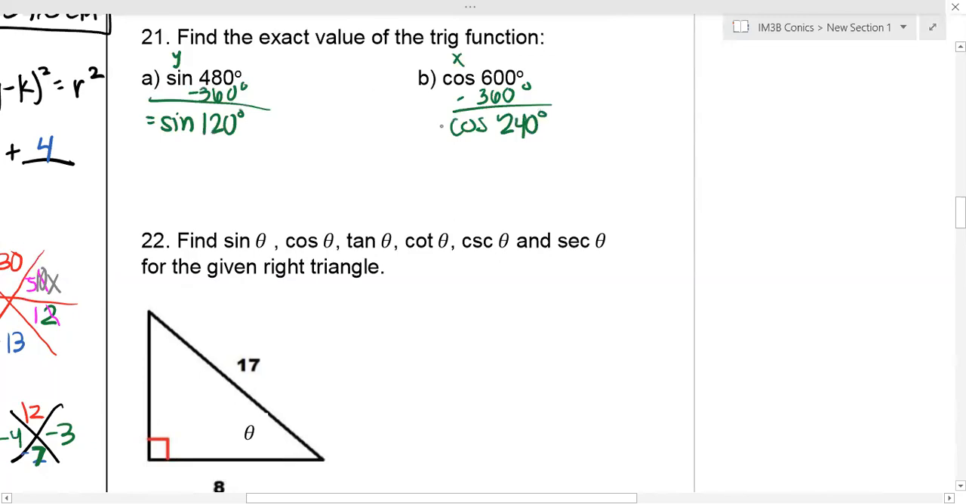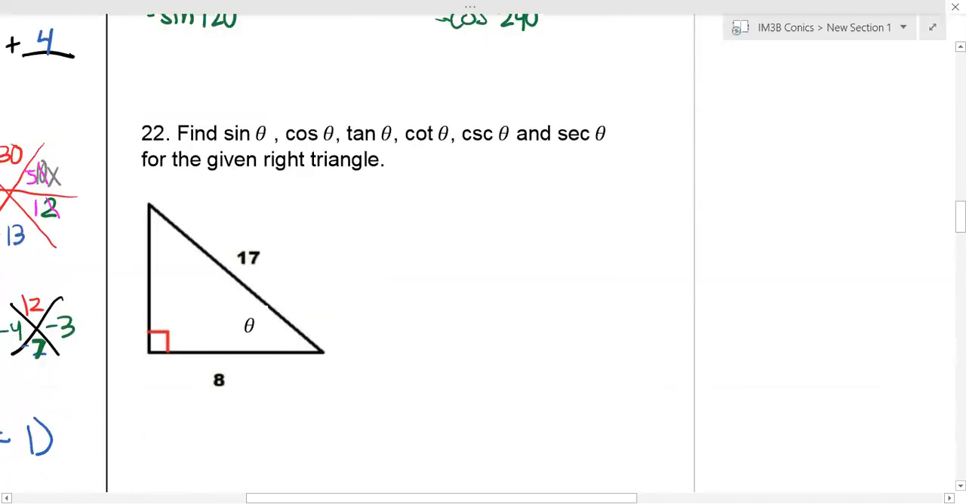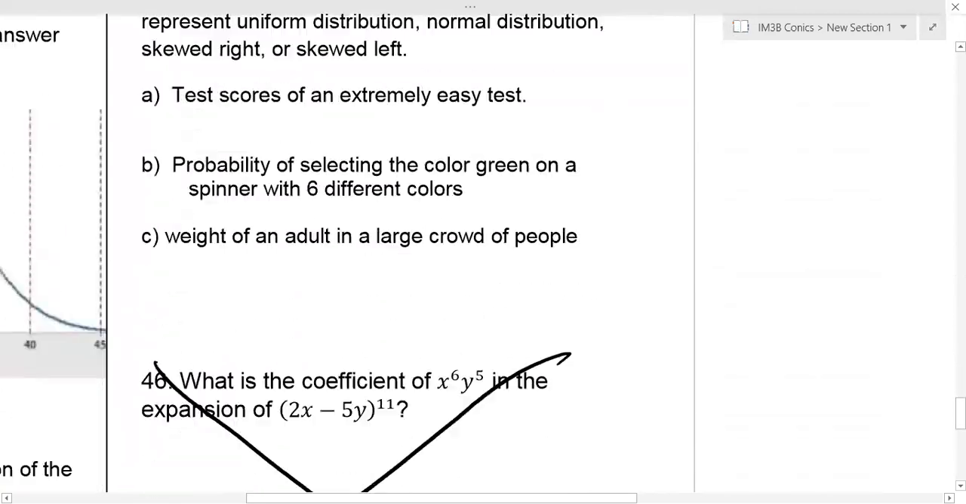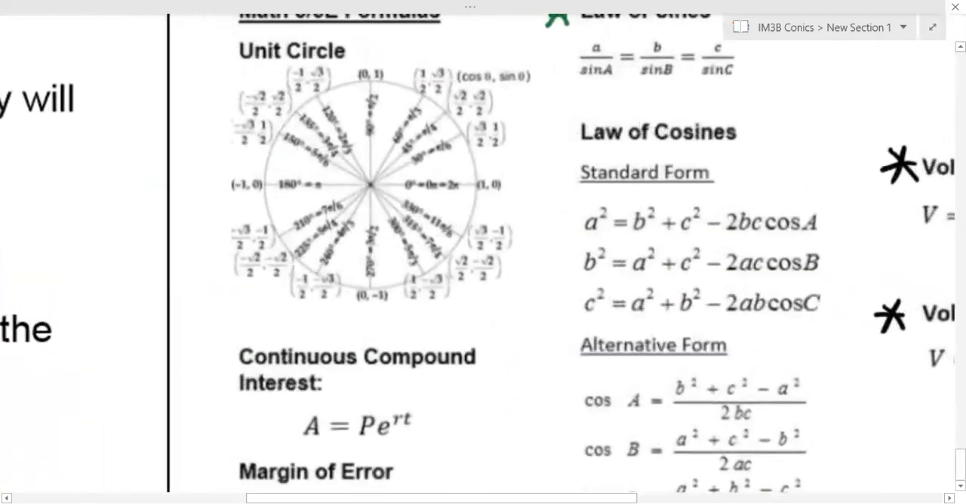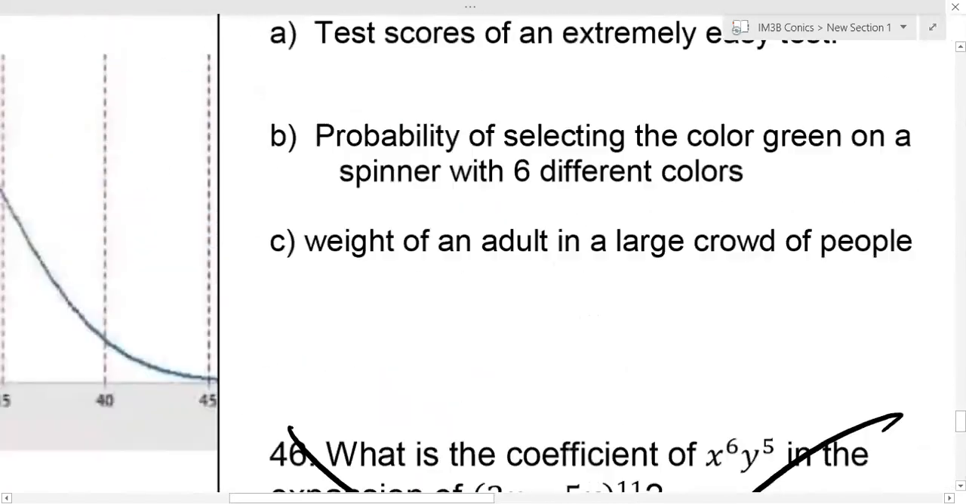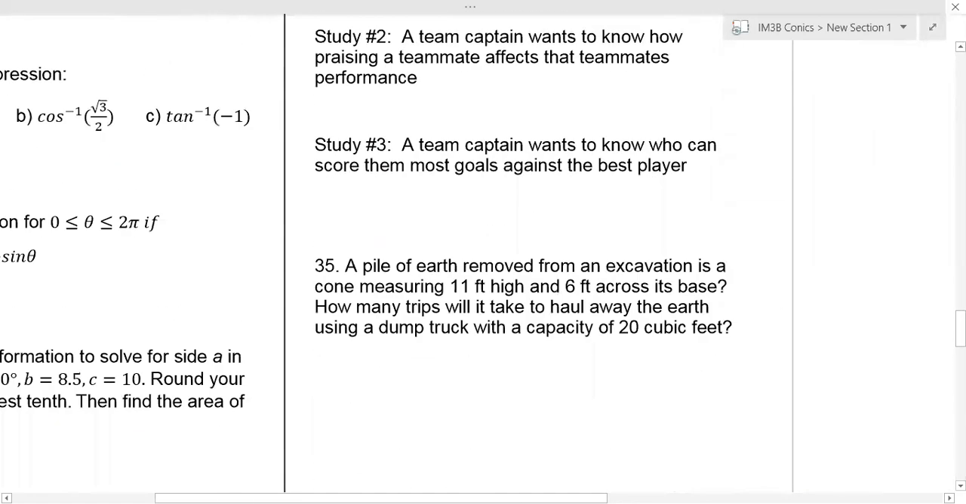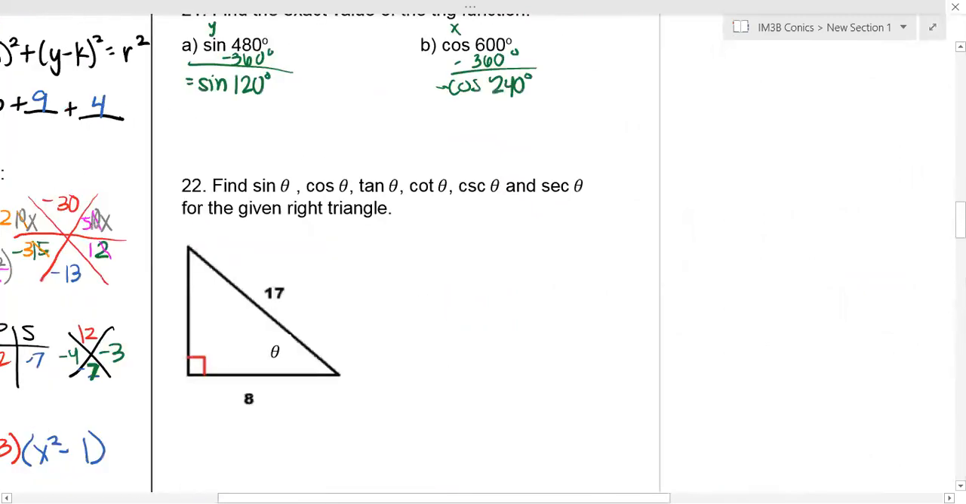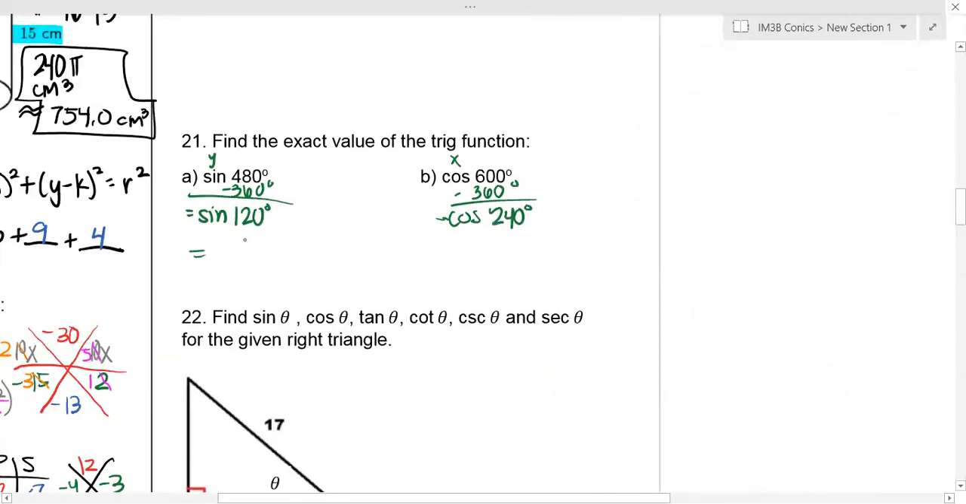Let me scroll down to the unit circle and see if we can read this well enough to answer, or if I need to get another one. 120 is here, and sine is the y coordinate. So that means radical 3 over 2 is going to be our answer. And then 240 is here, and cosine is our x coordinate. So that means negative 1/2 is going to be our answer. So for part A, it's radical 3 over 2. And for part B, it's negative 1/2.